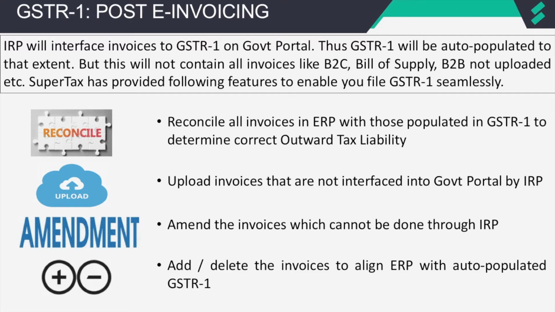Reconcile all invoices in ERP with those populated in GSTR1 to determine correct outward tax liability. Upload invoices that are not interfaced into the government portal by IRP. Amend the invoices which cannot be done through IRP. Add or delete the invoices to align ERP with auto-populated GSTR1.